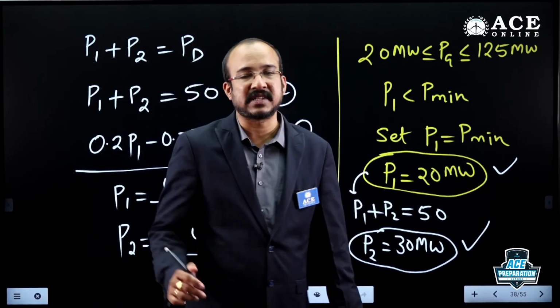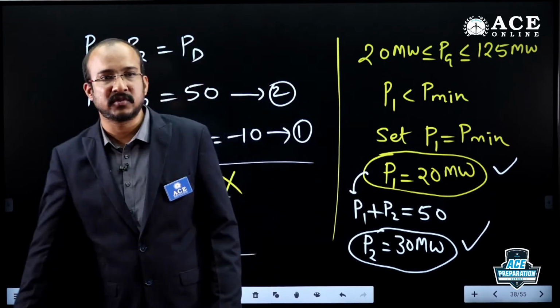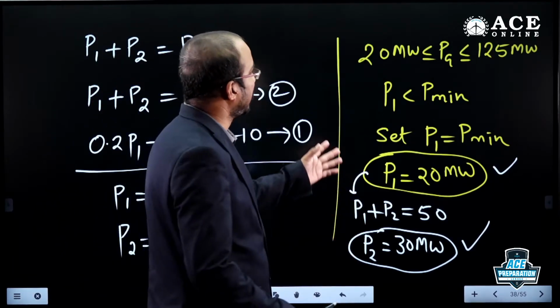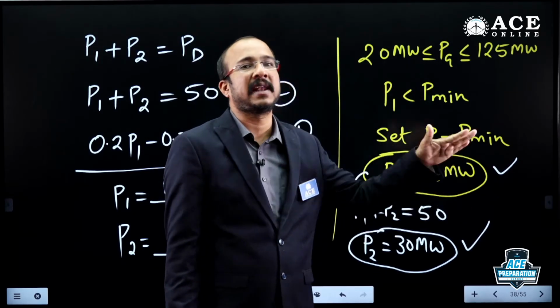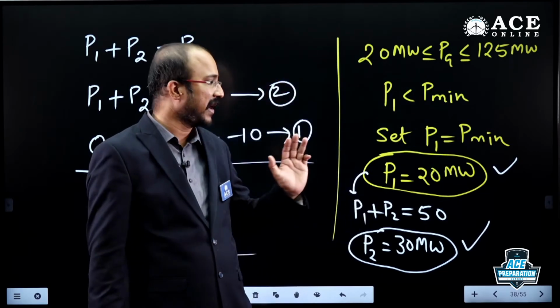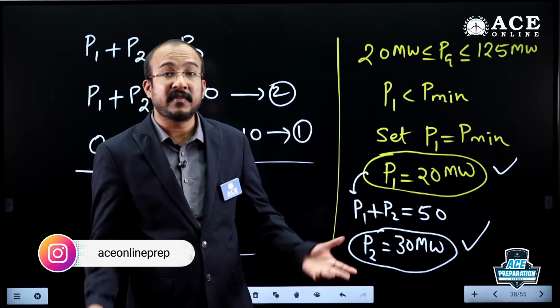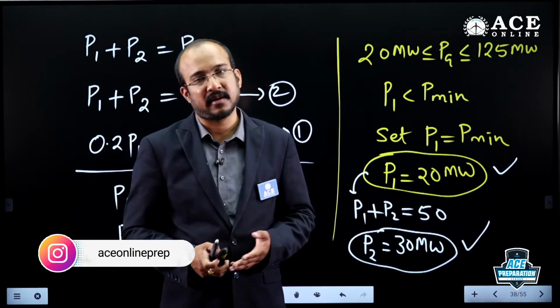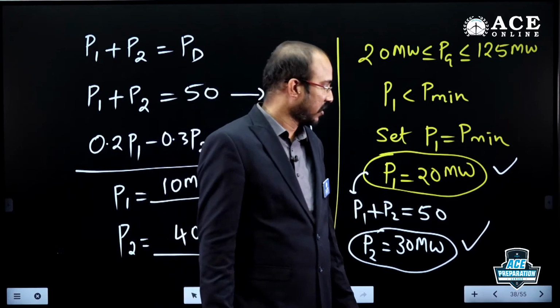So whenever the limits are violated, here P1 is violating the minimum limit, you need to adjust the generation of that particular unit to the violated limit. If it is violating the minimum limit, set it to the minimum limit. If it is violating the maximum limit, set it to the maximum limit. If they are within the limits, no need to adjust. Only if they are violating the limits can we adjust.